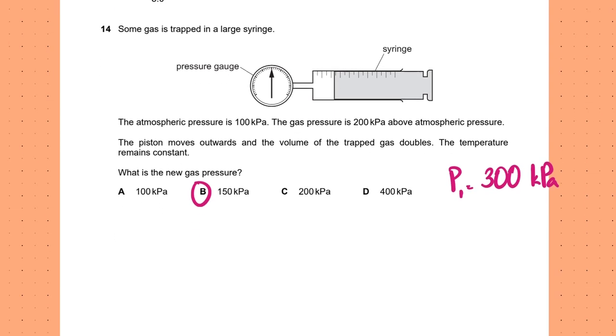So up till now, we have seen some really tricky questions. For example, this one was also where you had to think about this a little bit. It's 200 above the atmospheric pressure, so 200 plus 100.